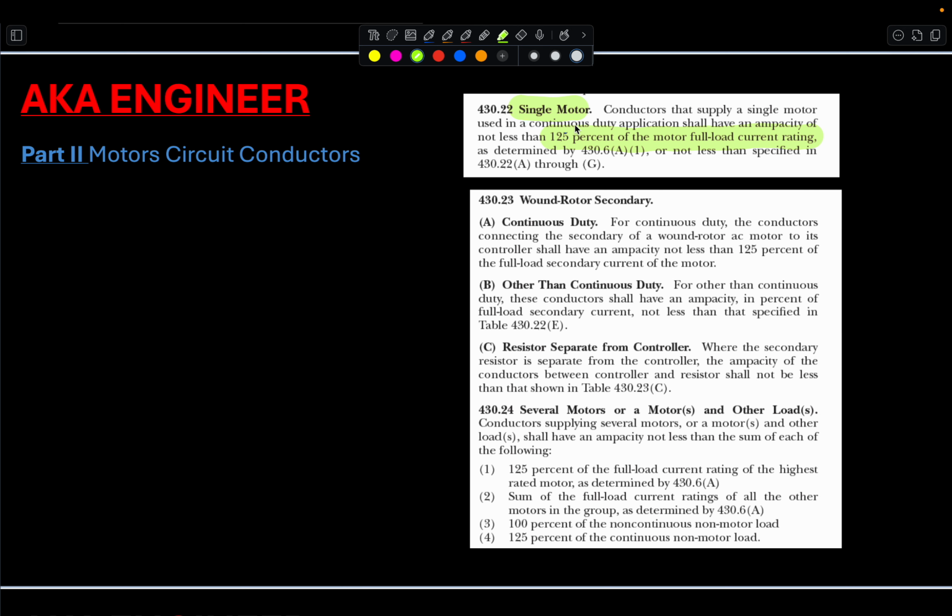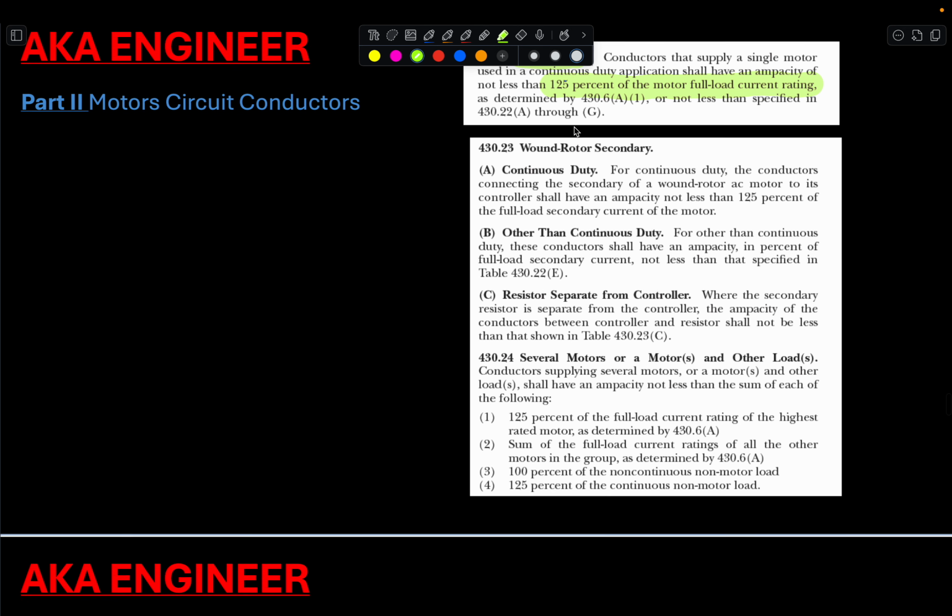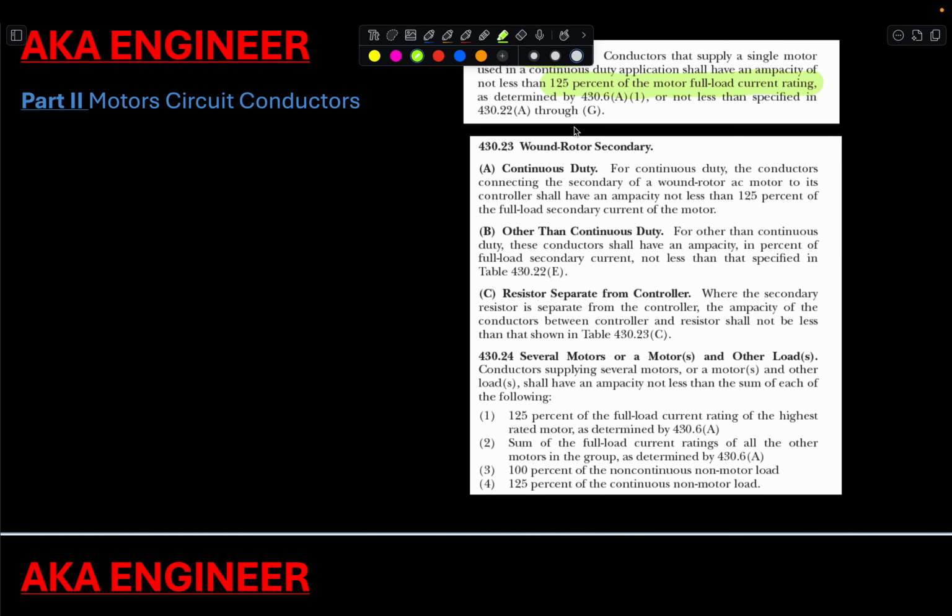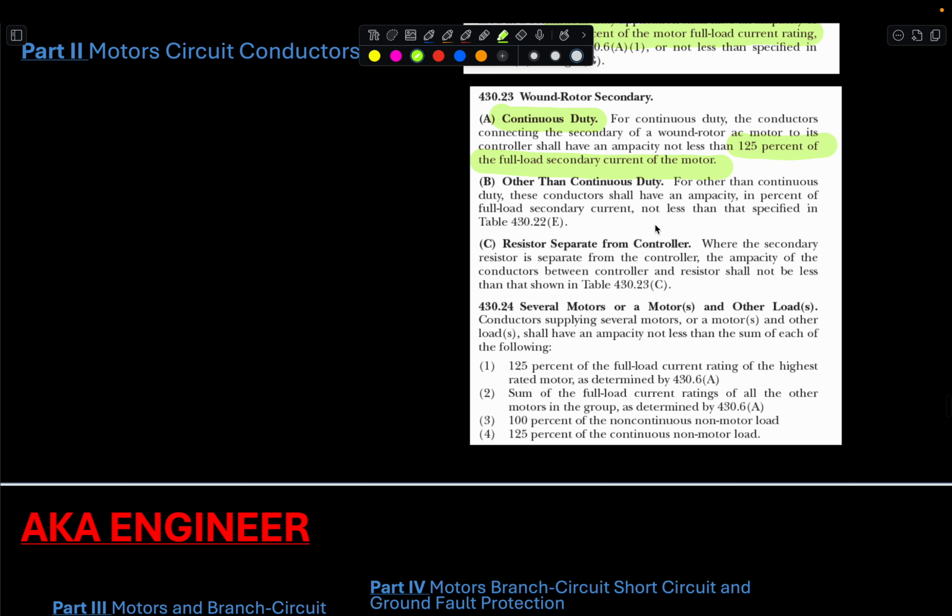Single motors. For a wound rotor secondary, I think this is very important because we've dealt with this in chapter 2. For any continuous duty, the conductors must be at a minimum 125% of the full load secondary current of that motor. I'll go ahead and highlight that. Other than continuous, that's fine.